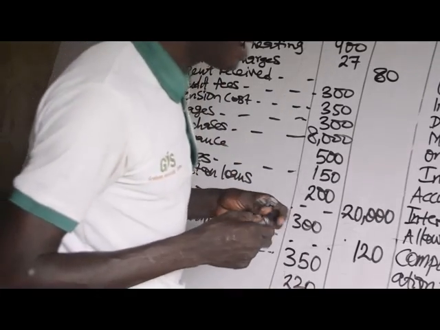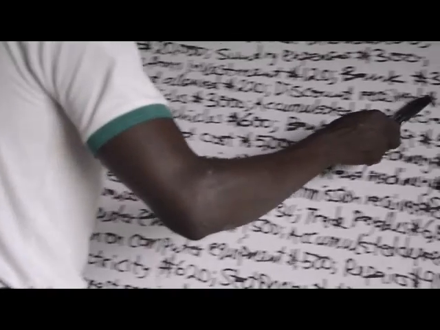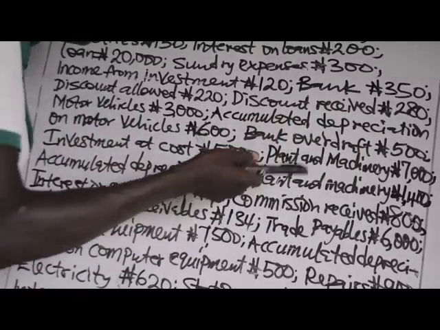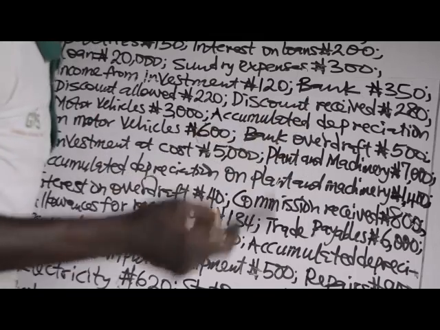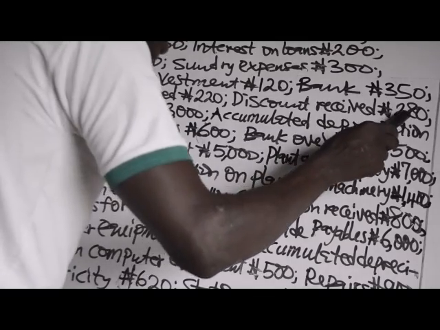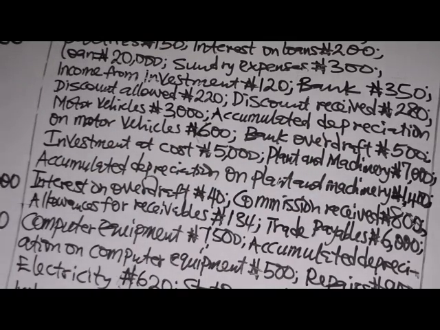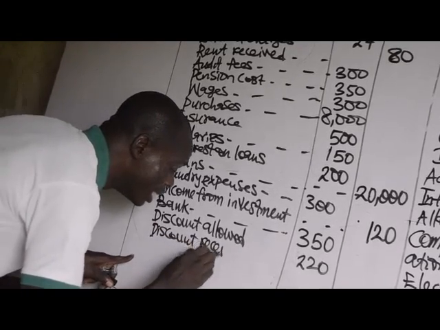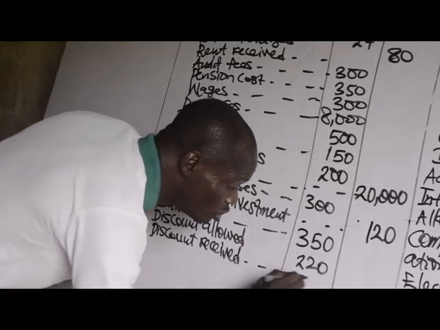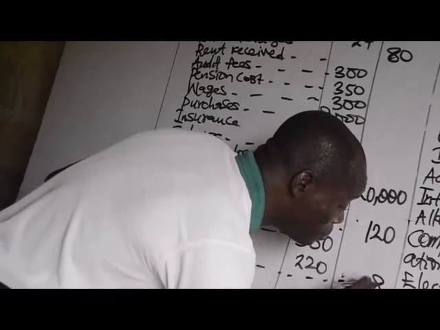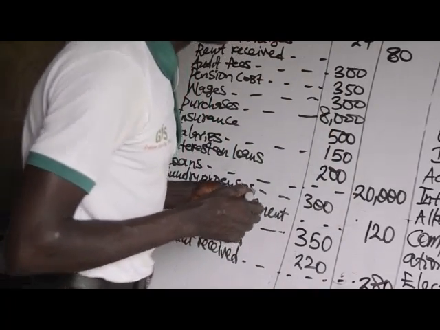After discount allowed, back to the question. The next item is discount received of 280. The discount you received from the suppliers is an income to the business. Being an income, it should therefore be credited. Therefore, you credit your trial balance. Discount received of 280. I said this is an income. And I've told you that an income should be credited.